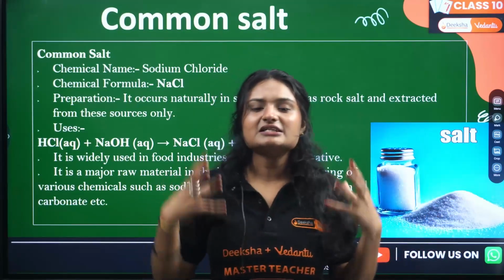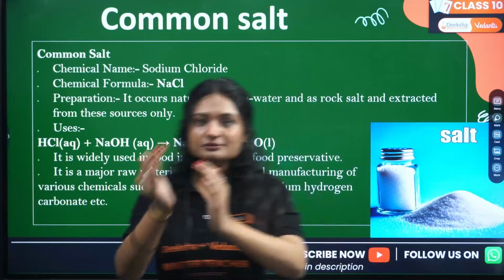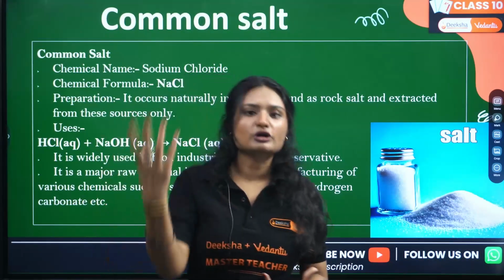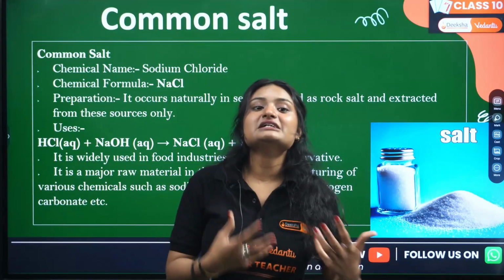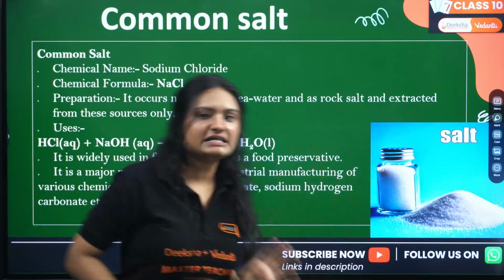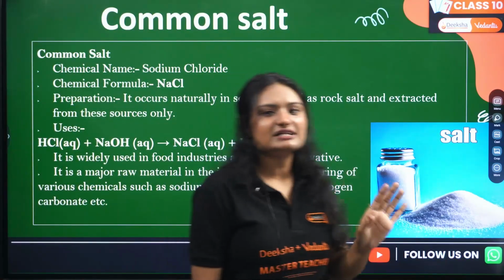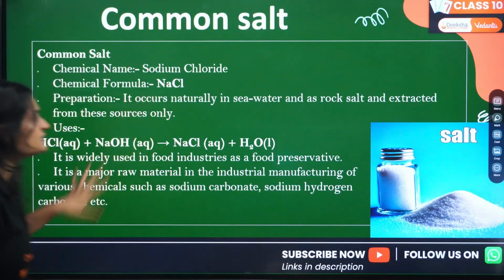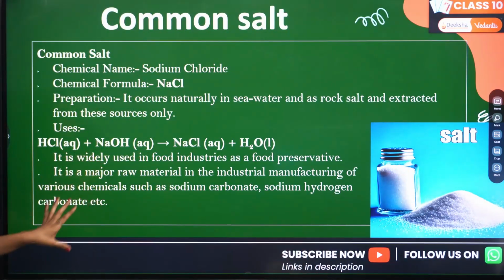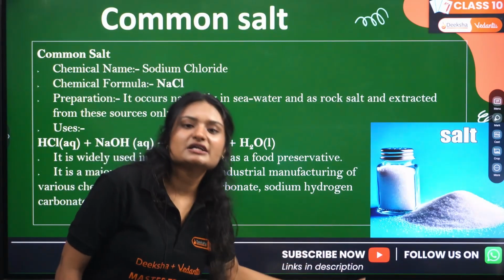We synthesize it from sea. You have the sea, right? It has a large concentration of salt. So we take seawater, we evaporate all the water, and what are we left with? We are left with common salt that is later on purified and used for eating purposes. Because if you are adding acid to anything, obviously that is not edible, my dear kids. Now, where is it used? It is used as a food preservative and also as a raw material for sodium carbonate and sodium hydrogen carbonate.